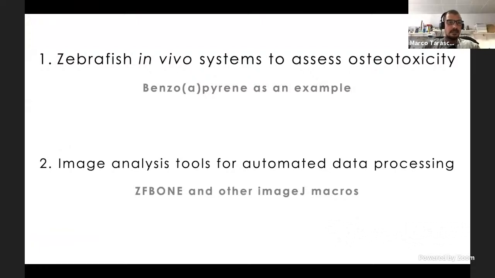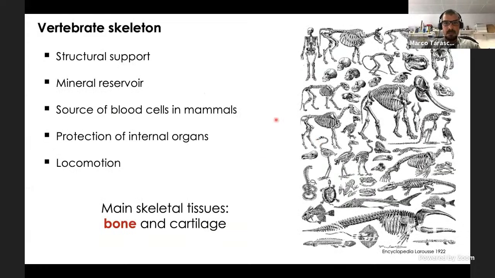Hi, everyone, and thanks for joining today's seminar. I have divided this seminar in two parts. In the first one, I will show you some of the zebrafish in vivo systems which we currently use in our lab to assess osteotoxicity, and we will see the example of benzo[a]pyrene. And in the second part of the seminar, I will talk about image analysis tools for automated data processing. I will start first with a little introduction.